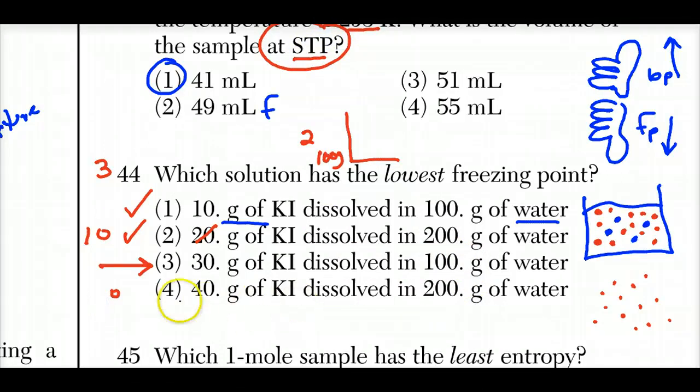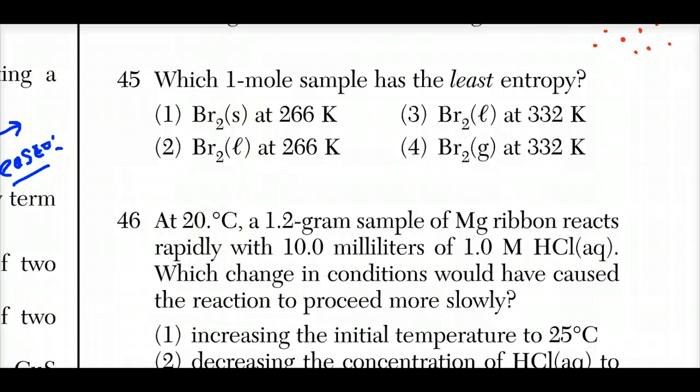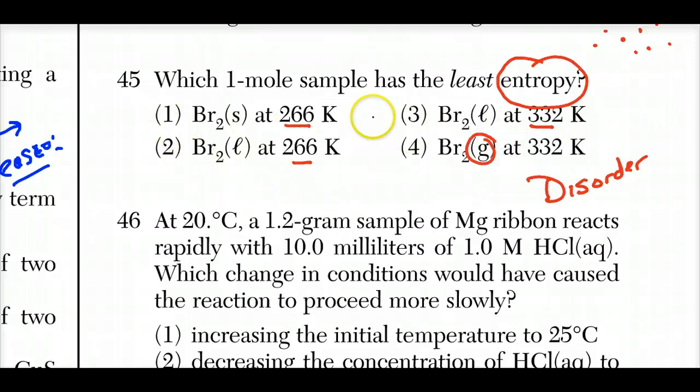Okay, number 45. Which 1 mole sample has the least entropy? Entropy is chaos. It's disorder. So I'm looking for something that is random, disordered, has tremendous energy. So temperature gets my eye first. And I can see something with the greatest amount of temperature is going to have a lot of movement. The next thing that gets my eye is the phases. Gases are traveling in the air hundreds of miles an hour.